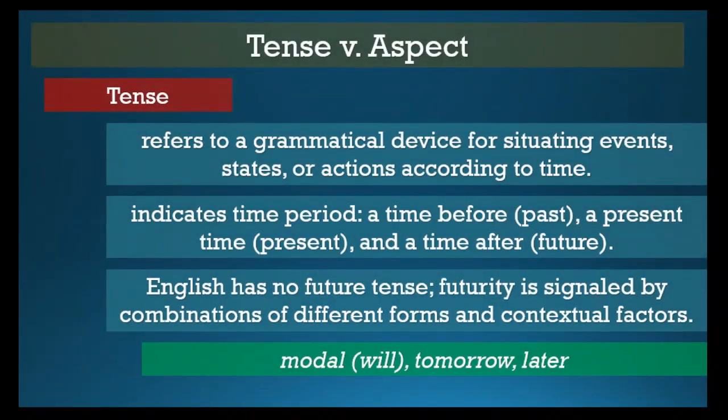To begin our quest in identifying the differences of the sentences we've seen a while ago, let's look at the definition of both the tense and the aspect. Take note of the following differences in terms of their meanings. Tense refers to a grammatical device for situating events, states, or actions according to time. Every language, if you go back to our discussion of Introduction to Linguistics, has a different way of encoding time.